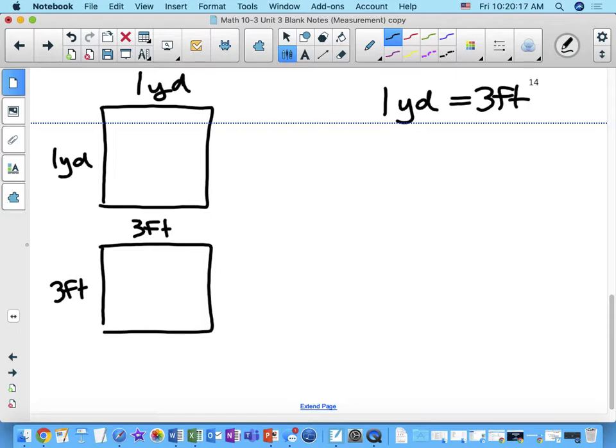Well, if you drew it, this is 1, 2, 3 feet, 1, 2, 3 feet, right? And then you drew in little grid lines. That's actually 9 square feet. Can you see how there's 1, 2, 3, 4, 5, 6, 7, 8, 9 square feet? Yeah?